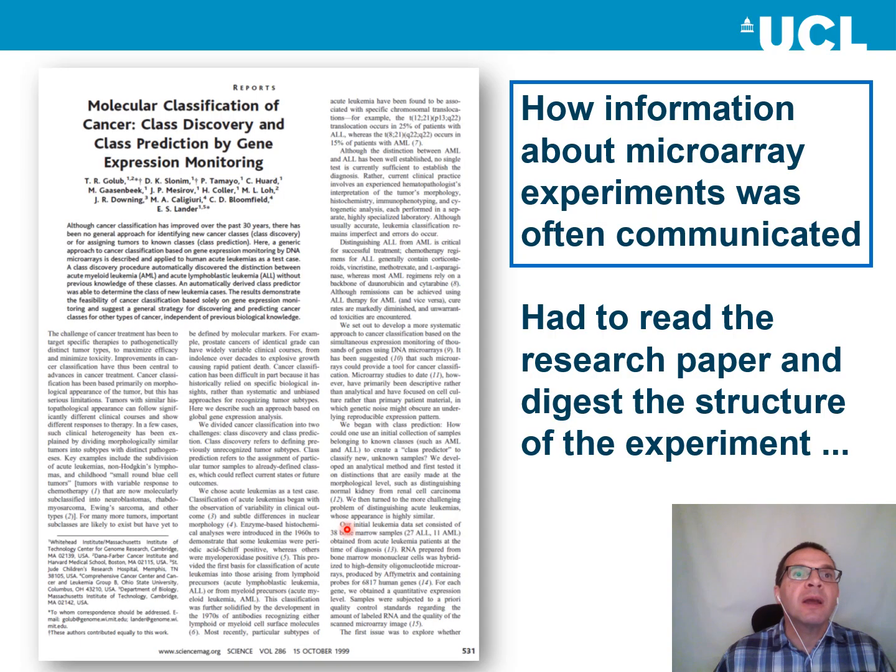Our initial leukemia dataset consists of 38 bone marrow samples, 27 ALL, 11 AML, obtained from acute leukemia patients at the time of diagnosis. RNA was prepared from bone marrow mononuclear cells, was hybridized to high-density oligonucleotide microarrays produced by Affymetrix and containing probes for 6,817 human genes.